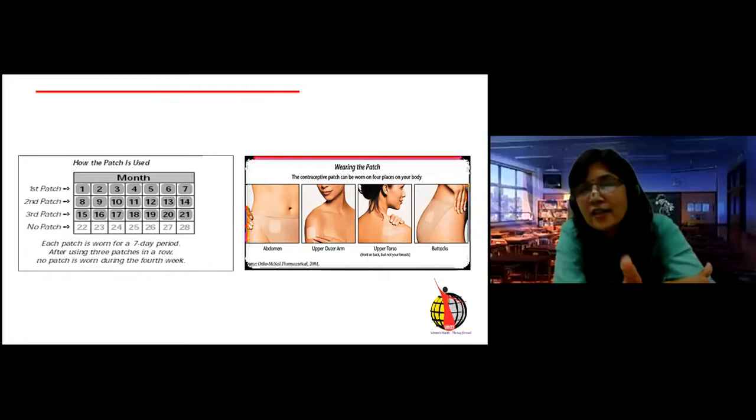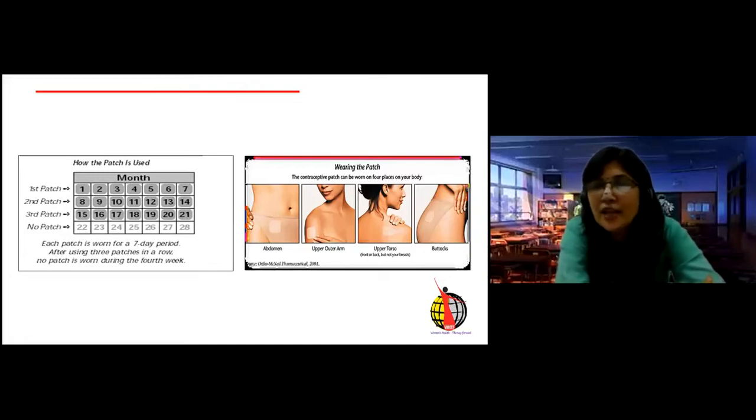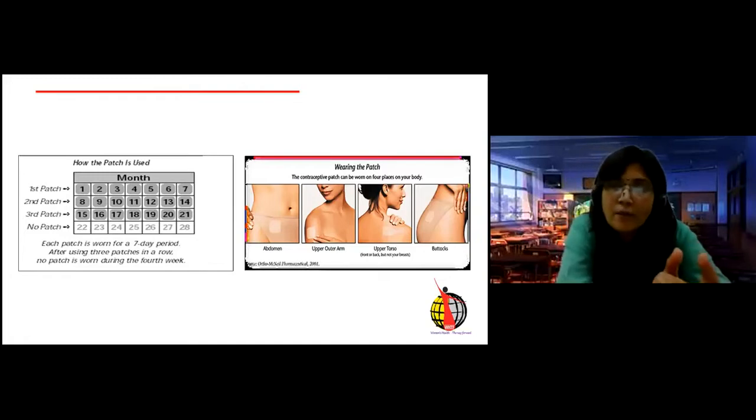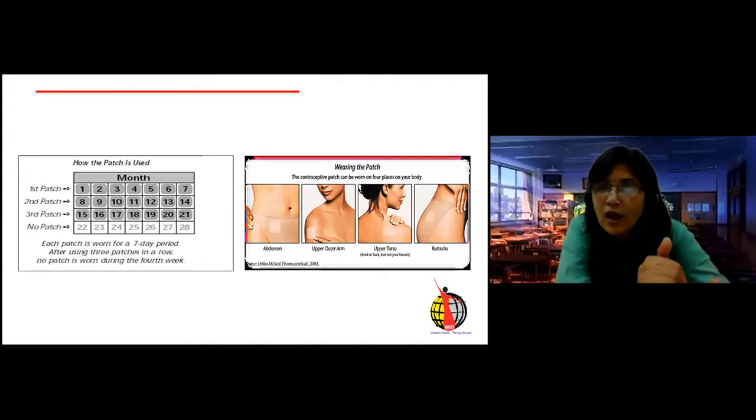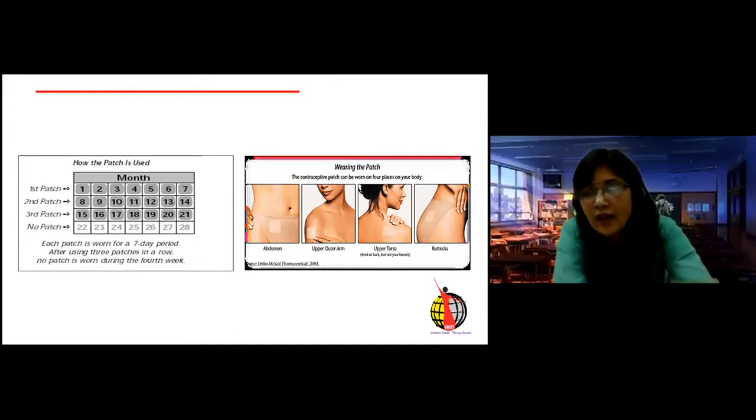You can see here various body parts which it can be applied to: abdomen, upper outer arm, torso, and thigh, that is buttocks, where it can be applied. A very good and effective sort of contraception, which is the transdermal patch.